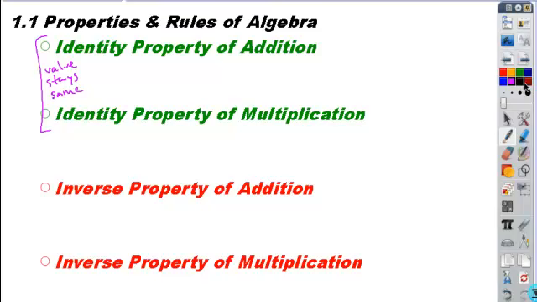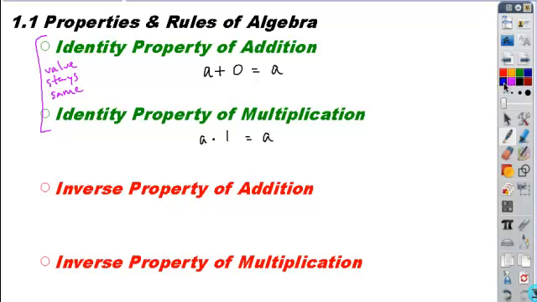So when you're adding two things, what can you add to a number so that its value stays the same? 0. So that's the identity property of addition. And for multiplication, what can you multiply a number by so that its value stays the same? 1. And so that's simply what those properties are illustrated by.